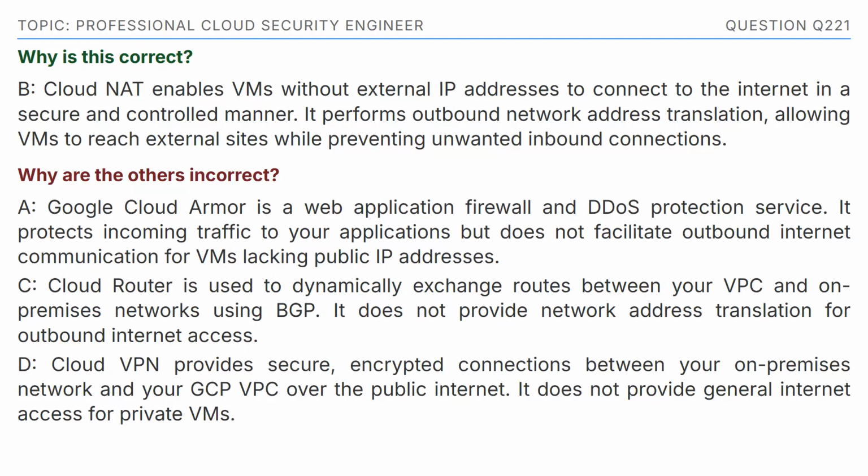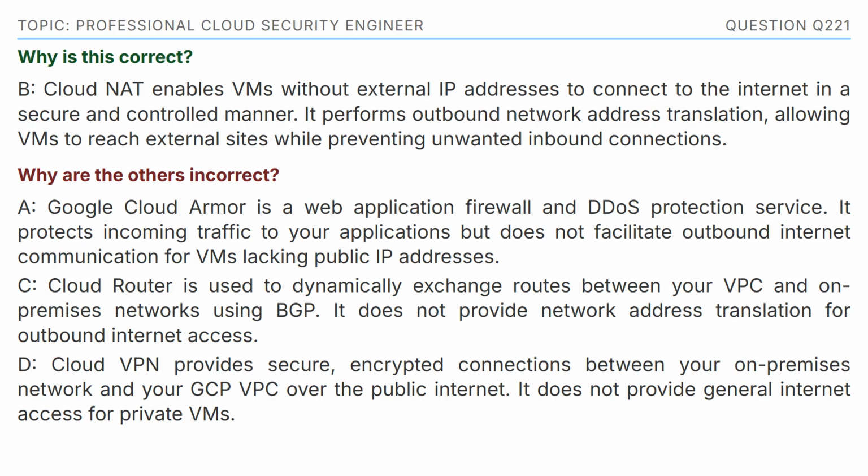Why is this correct? B. Cloud NAT enables VMs without external IP addresses to connect to the Internet in a secure and controlled manner. It performs outbound network address translation, allowing VMs to reach external sites while preventing unwanted inbound connections. Why are the others incorrect? A. Google Cloud Armor is a web application firewall and DDoS protection service. It protects incoming traffic to your applications but does not facilitate outbound Internet communication for VMs lacking public IP addresses.